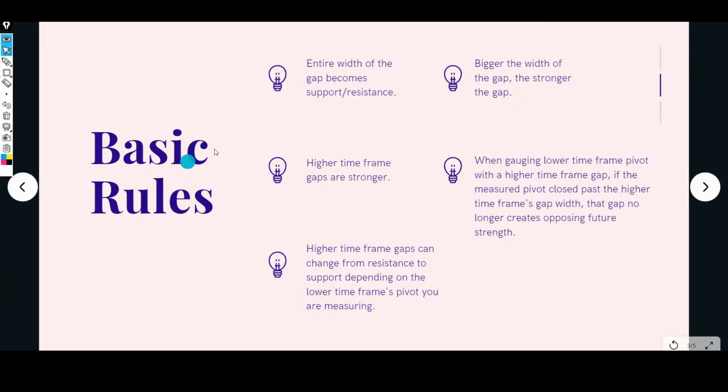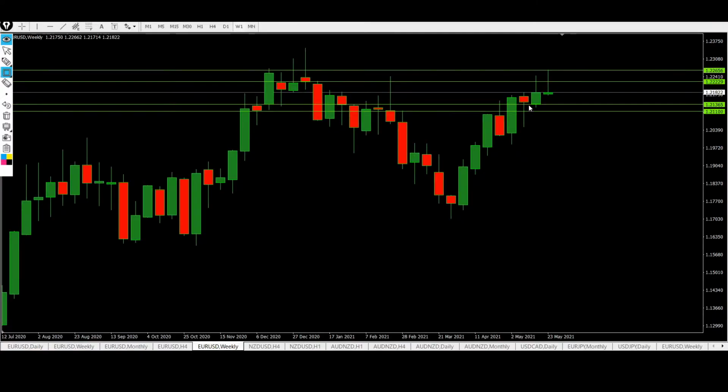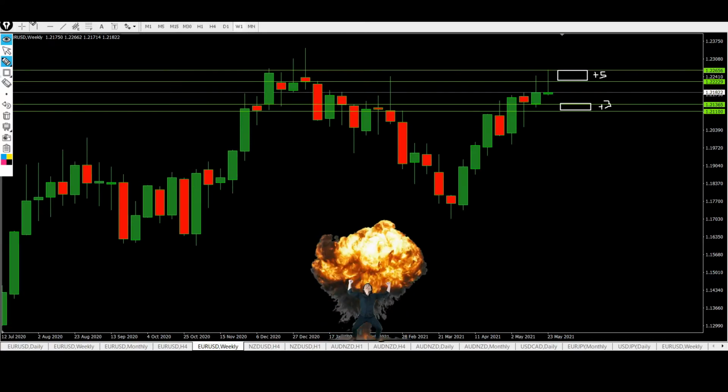Okay, so the entire width of these gaps provides support and resistance. Number 2. The bigger the width of the gap, the stronger the gap. Again on this weekly chart, this gap up here is slightly wider than this gap down here. Thus, this bigger gap provides an opposing strength of +5 future short strength, while this smaller gap only creates a future long strength of +3, simply because the bigger the gap, the stronger the gap. Alright, let's go on.